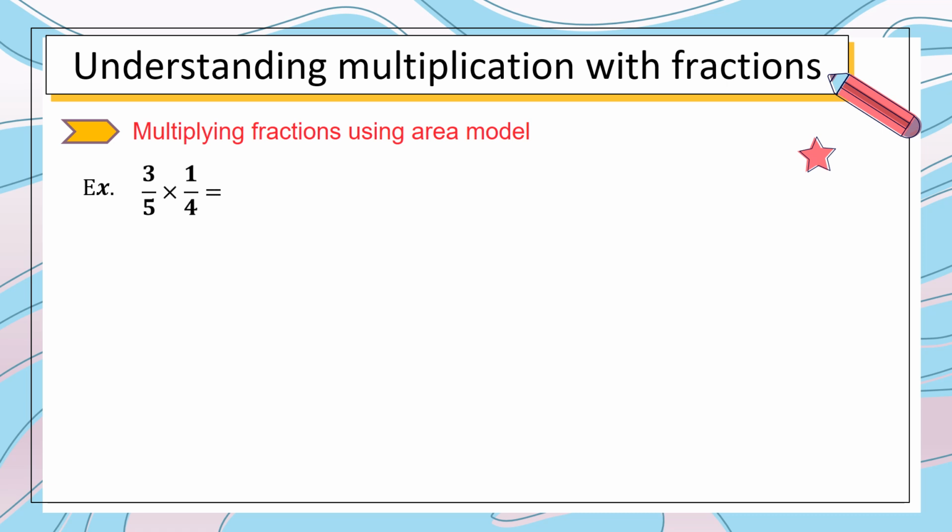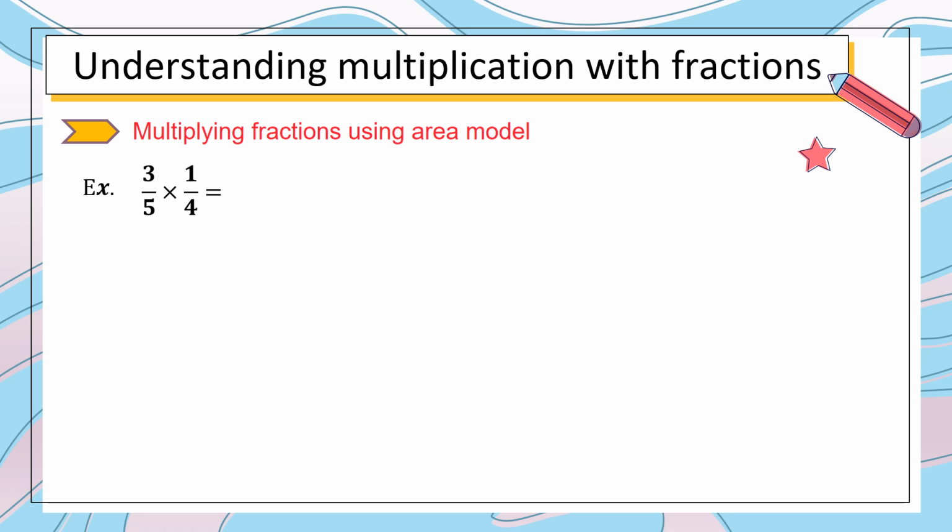For example, 3 over 5 times 1 over 4. We studied this before, that I can multiply the numerators together and the denominators together. So it will be 3 over 20. But here I will use area model to solve this example.